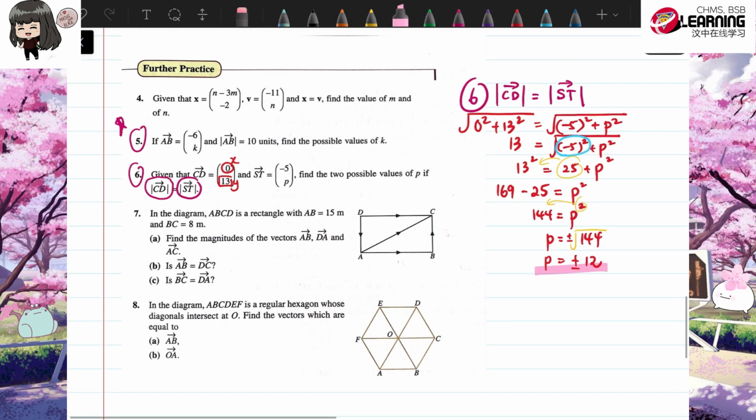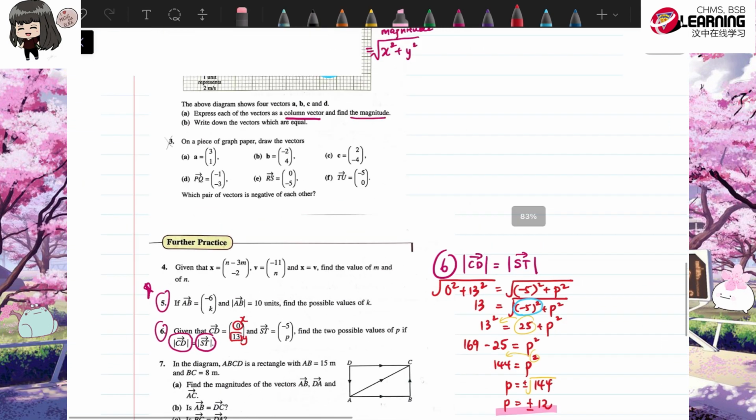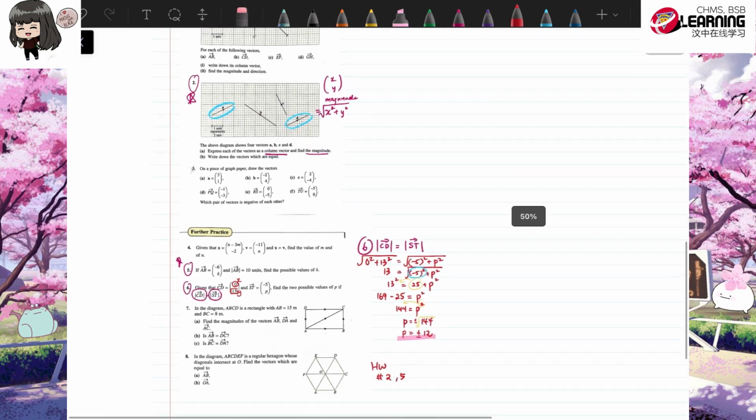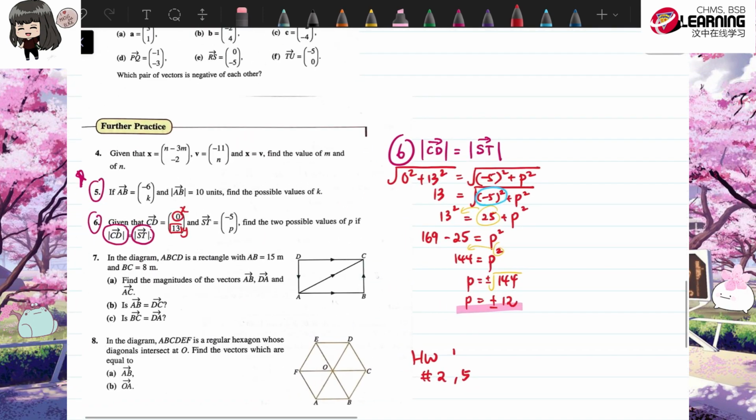Okay, so your homework. Please try to do question number 2 and number 5. This is exercise 8.1, page 55-56.